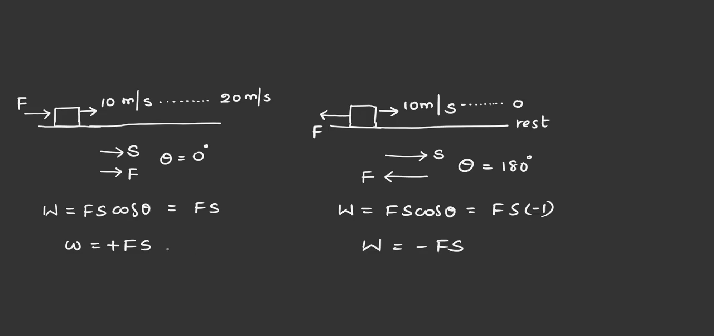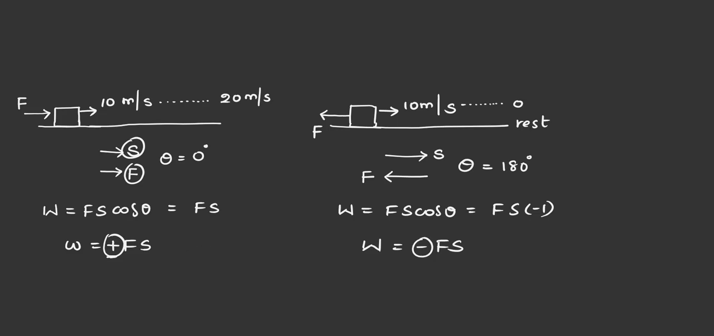Now we can see the difference. When the force is acting in the direction of motion of the body, the work done came out to be positive. But when the force started acting on a moving body in a direction opposite to the direction of motion or velocity, the work done came out to be negative. Why positive? Why negative? What is the logic behind that?